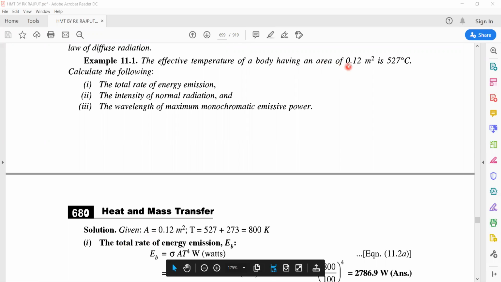The area of the body is given, that is capital A equals 0.12 meters square. The temperature of the body is given as 527 degrees centigrade. So the temperature equals 527 plus 273 equals 800 kelvins. This is a mandatory step, because while solving problems on thermal radiation, you are supposed to take the temperature in kelvins. Otherwise, you will end up getting the wrong answer.